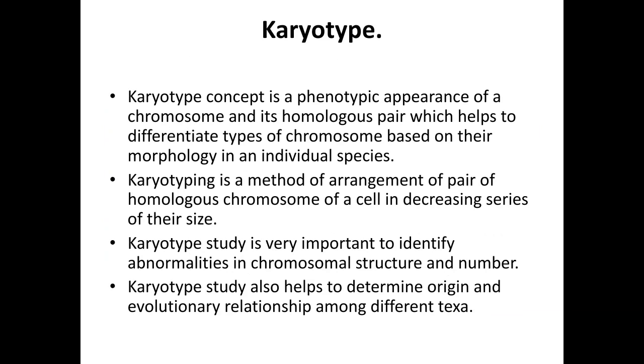Karyotyping is a method of arrangement of pairs of homologous chromosomes of a cell in a decreasing series of their size. Karyotype study is very important to identify abnormalities in chromosomal structure and number. Karyotype study also helps to determine the origin and the evolutionary relationship among the different taxa.